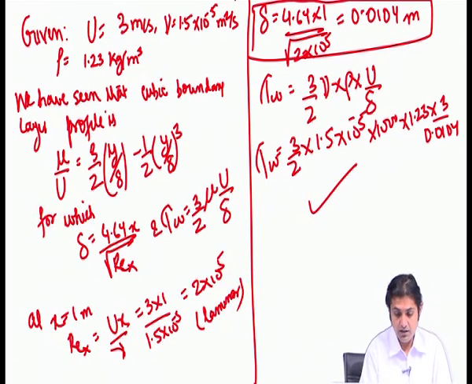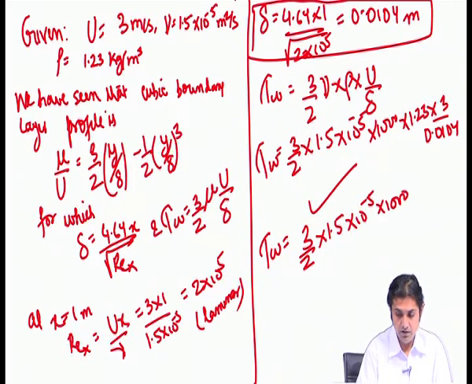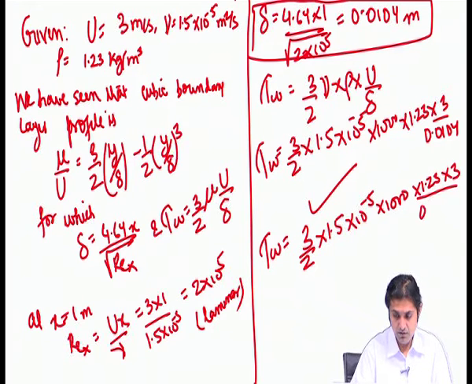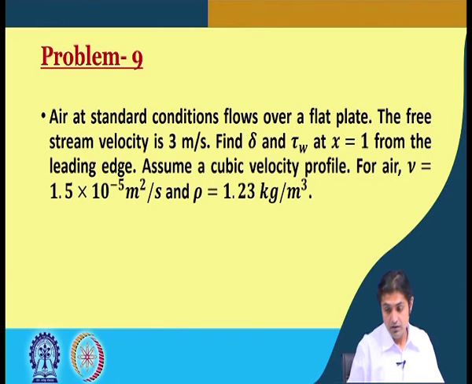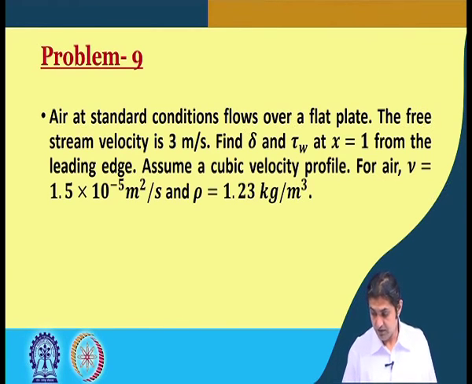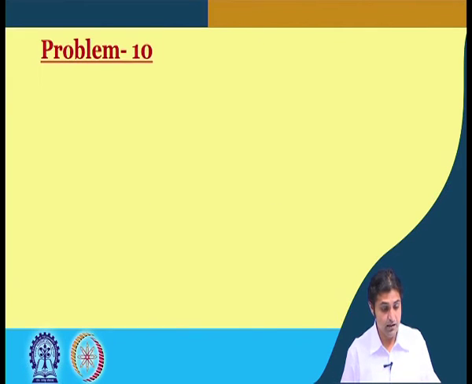Just do some multiplication. I'll write it again: 3 by 2 into 1.5 into 10 to the power minus 5 into 1000 into 1.23 into 3 divided by 0.0104. Okay. So these are some small problems that we are doing. So now this gives us another one.